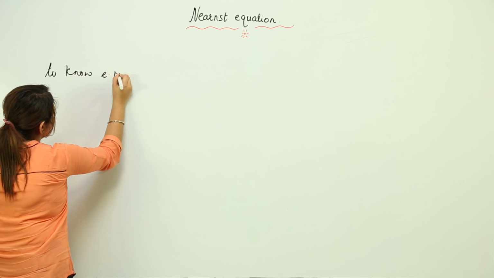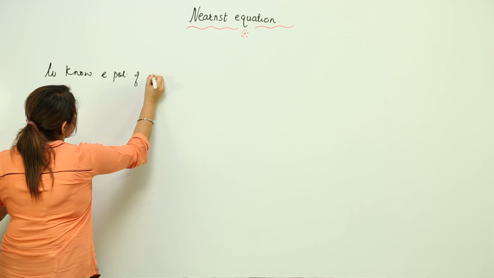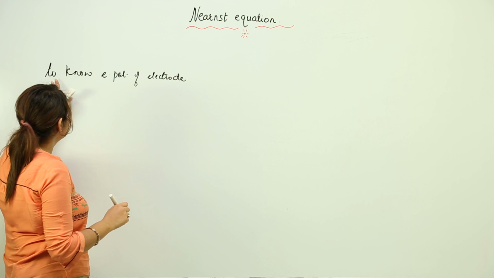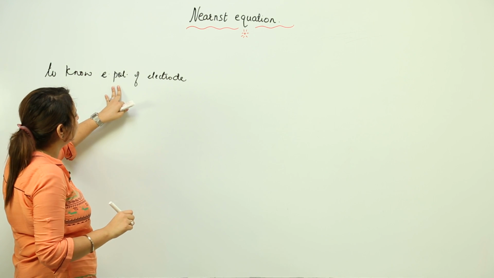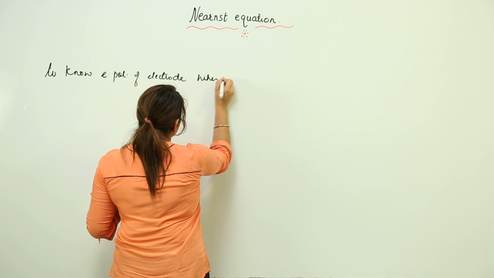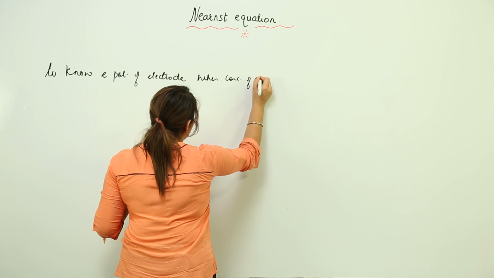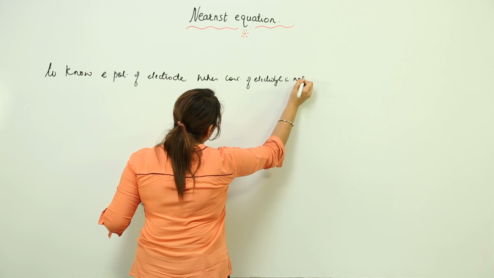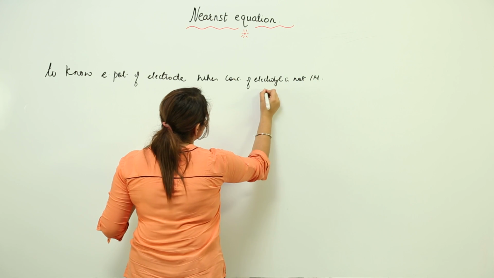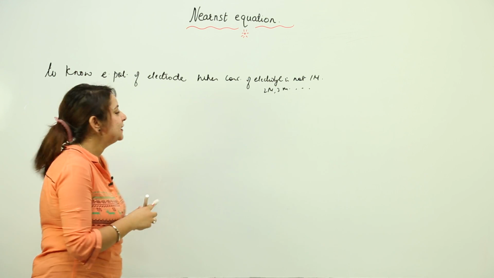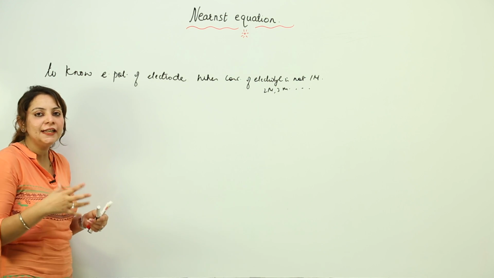to know the electrode potential of an electrode when the concentration of electrolyte is not 1 molar, or you can say it is 2 molar, it is 3 molar, like that. So what happens in that case, how do you find the electrode potential?